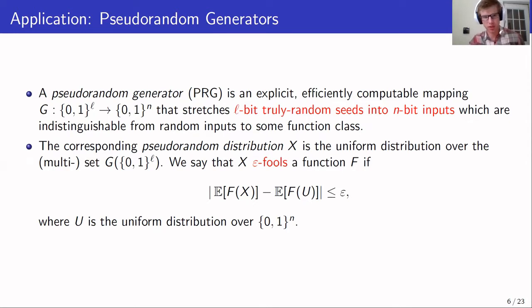Sometimes it's more convenient to talk about the corresponding pseudorandom distribution, which is just the uniform distribution over all the outputs of the generator. And we say that the distribution X epsilon-fools a function if the function can't tell it apart on average from uniformly random inputs with advantage more than epsilon. Okay. So anyway, the parameters to keep track of are the seed length L, which we want to be as small as possible, and the error epsilon, which we also want to be as small as possible.